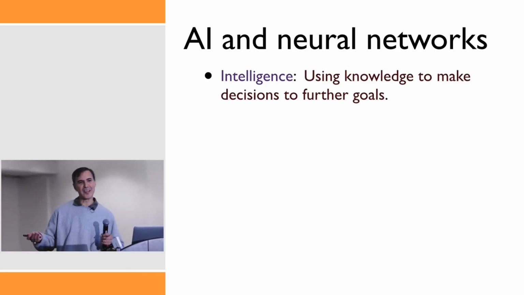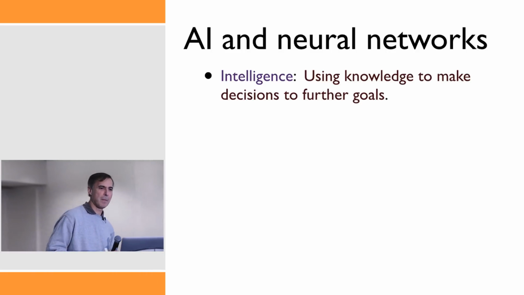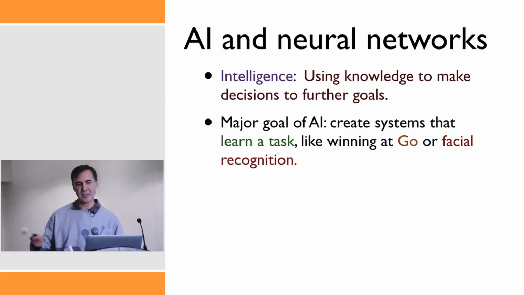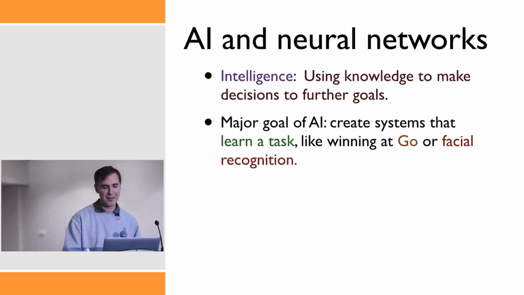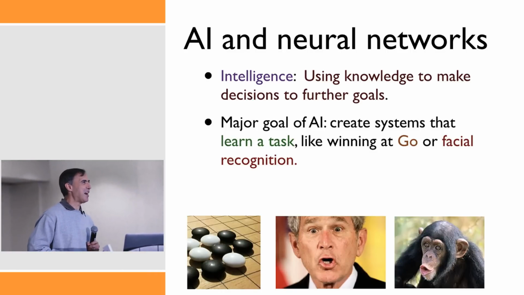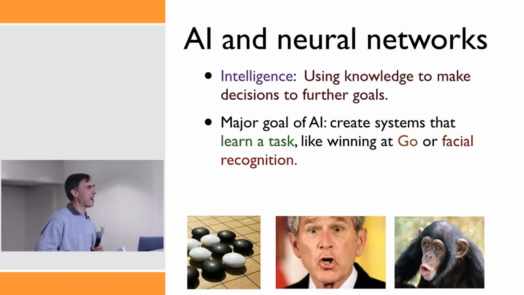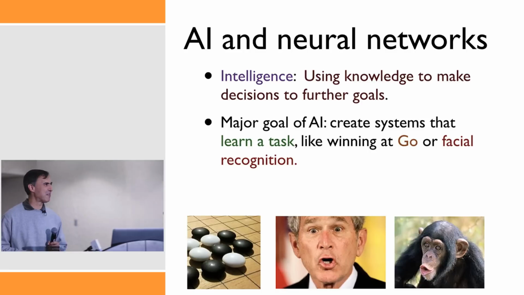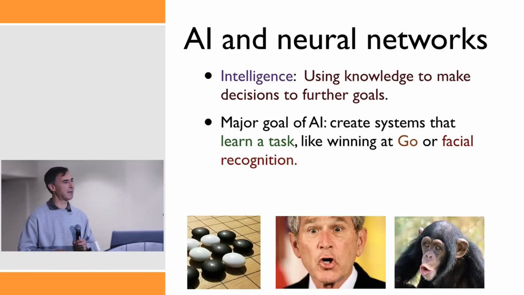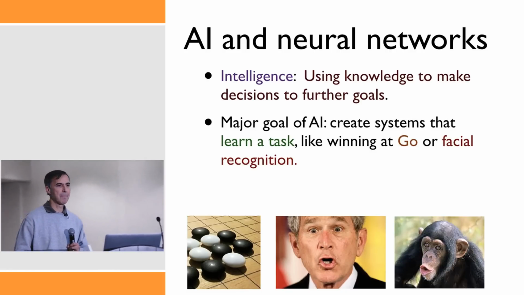The way I'll use it is essentially using knowledge to make decisions to further goals, right? That's essentially what you're trying to do. One of the major goals of artificial intelligence is to create systems that learn tasks, for example, winning Go or doing facial recognition. Sometimes it can be quite hard to do facial recognition. And with Go, as you probably have heard, they've got a machine now that is incredibly good at playing Go, even though a year ago people thought it was essentially impossible, from what I understand. Now they're really good at it. So AI is changing very rapidly now. And facial recognition is another area where they've made huge strides recently, right?